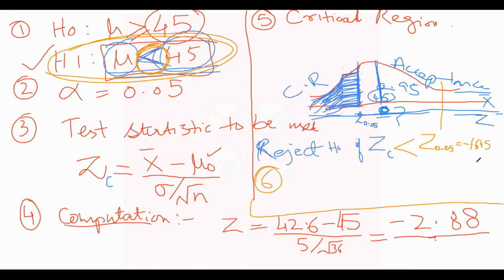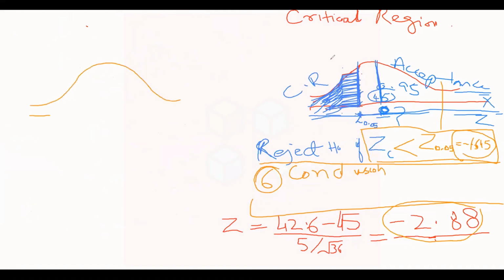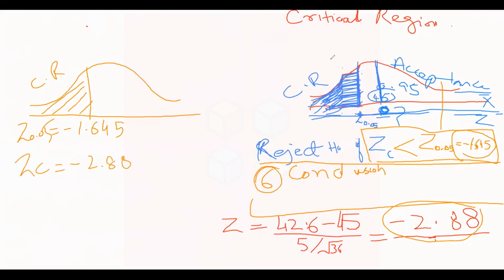Now we will write the sixth step, the conclusion, which is based on the statement: reject H naught if Z is less than Z alpha, minus 1.645. Since our value minus 2.88 is less than minus 1.645, we reject H naught and conclude that our mean is less than 45. We will again make the normal distribution. Minus 1.645 is on the left tail. This is our critical value. And minus 2.88 lies in the shaded area of the normal curve since its value is less than it.